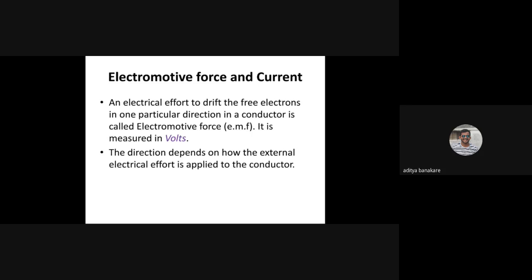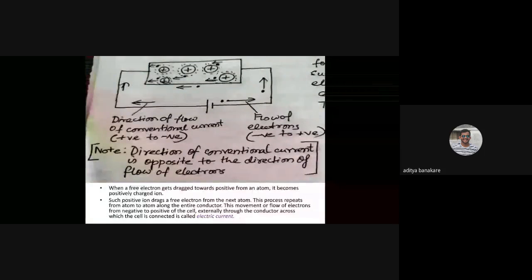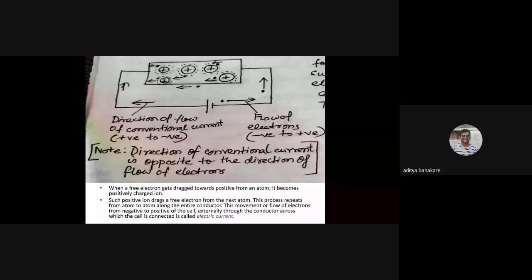Now, how is this EMF generated, or how is this external effort put in? Just see this figure. This is a conductor. The bar that is shown there upwards has plus signs and minus signs inside it. The plus signs are the positive ones and the minus signs are the negative ones.